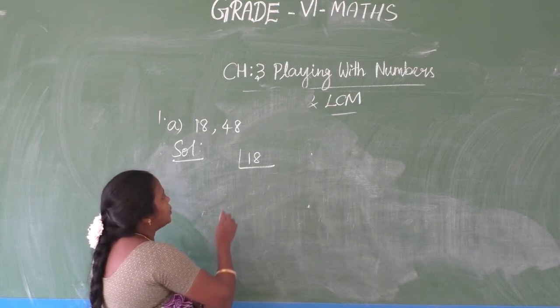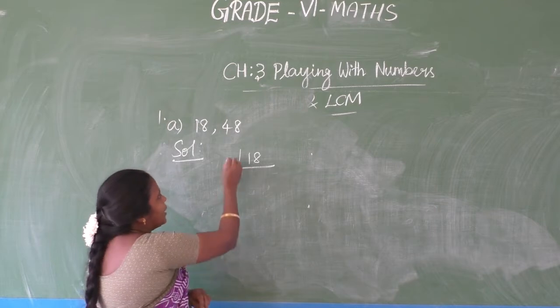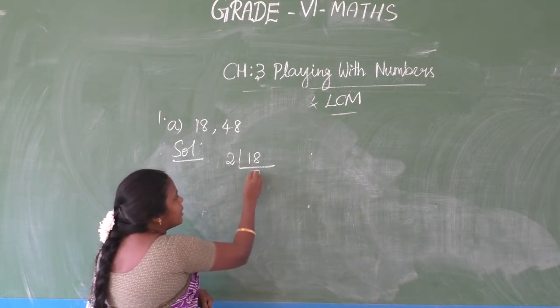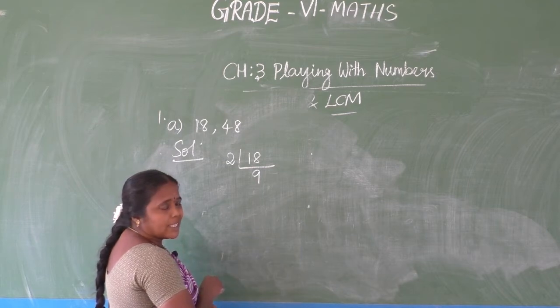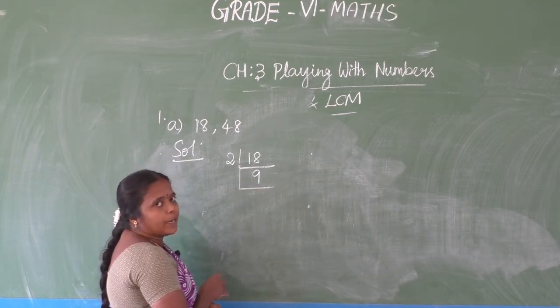So what am I going to do? I have to divide this number by a prime number. By 2 I am dividing this. In 18, how many 2's are there? 9 2's are 18. Again, 9 is a composite number, so I have to divide.